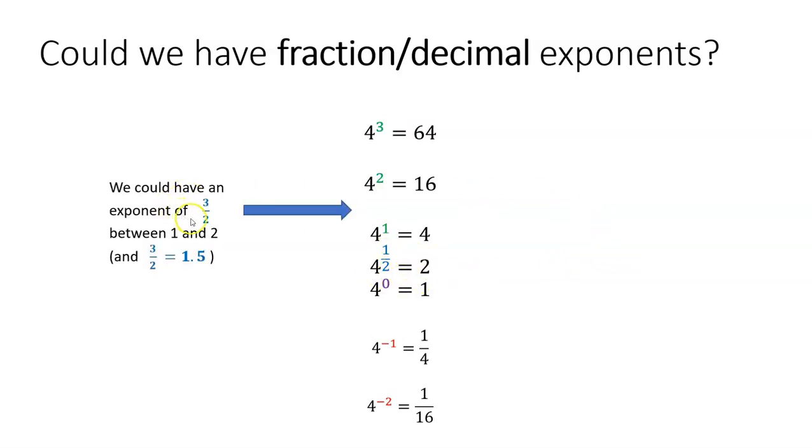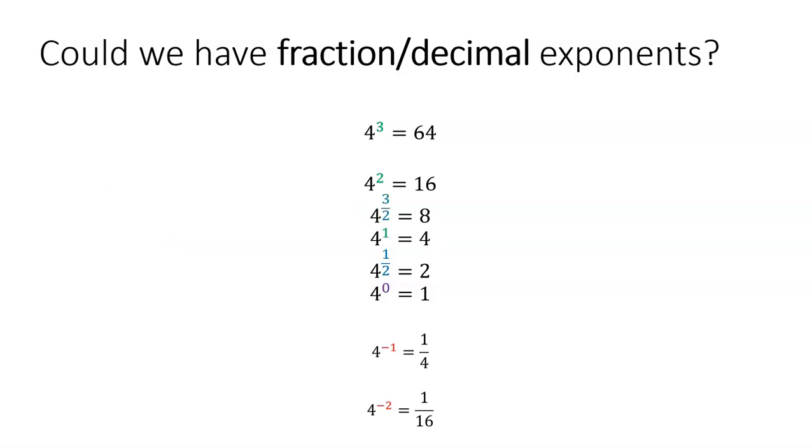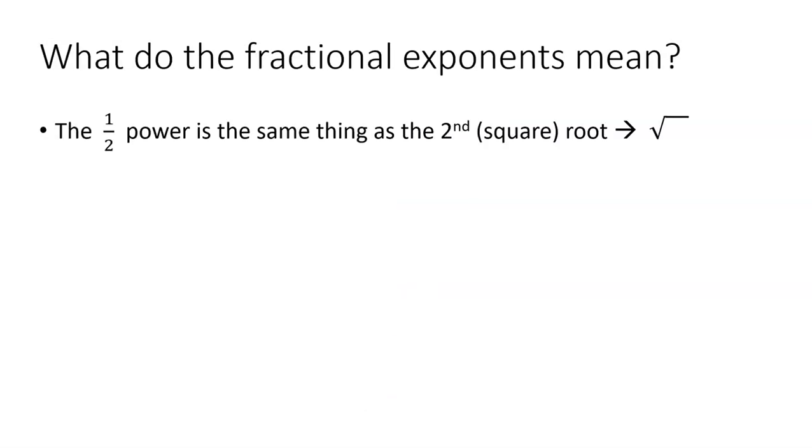Could we have an exponent of 3/2? That's between 1 and 2, because remember, 3/2 is the same thing as 1.5. Yes, we can have a fraction exponent there between 1 and 2 of 3/2. 4 to the 3/2 power is 8. So we can have fraction or decimal exponents. Let's take a closer look at how to evaluate them.